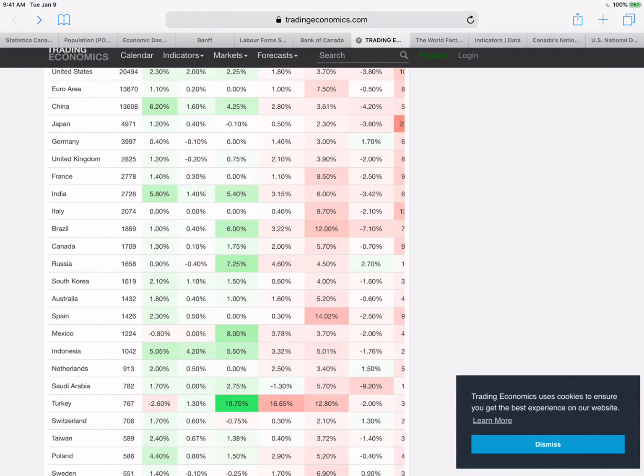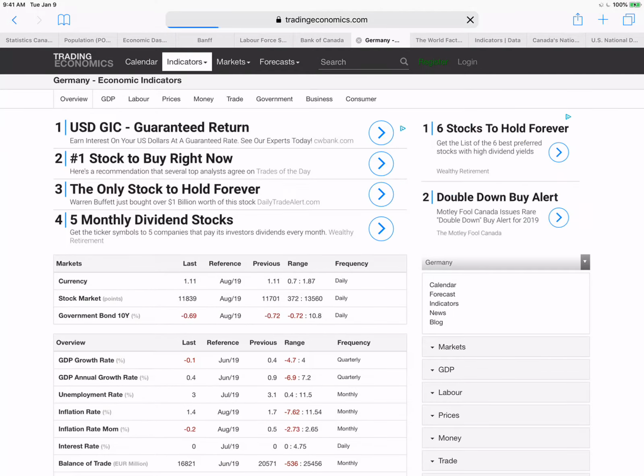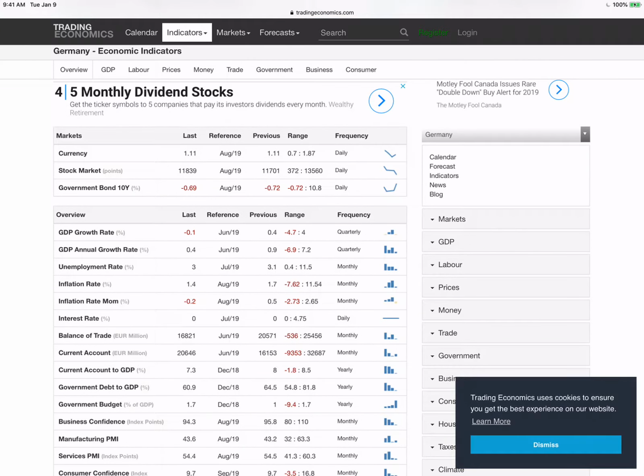So if we go back, for example, we can choose Germany, and we can look at whether or not their economy is growing. We can look at the GDP growth rate. We can look at their balance of trade and their inflation rate. So we can look at those economic indicators for lots of different countries.